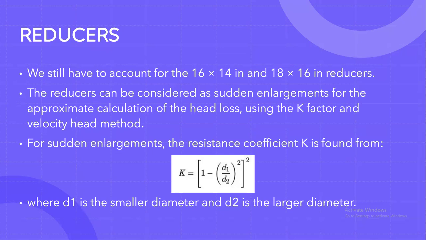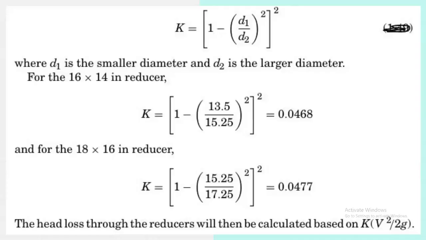For sudden enlargements, the resistance coefficient K is found from K equals (1 minus (D1 over D2) squared) all squared, where D1 is the smaller diameter and D2 is the larger diameter. Right, D1 is the smaller diameter, D2 is the larger diameter.